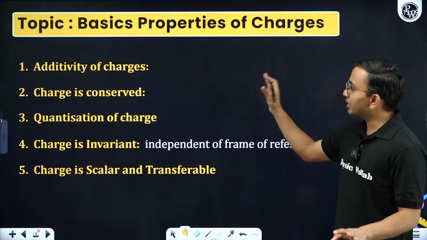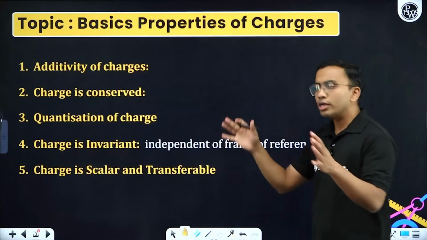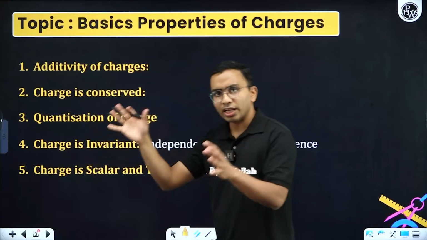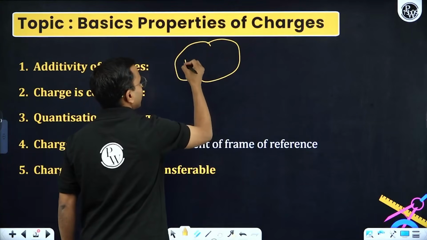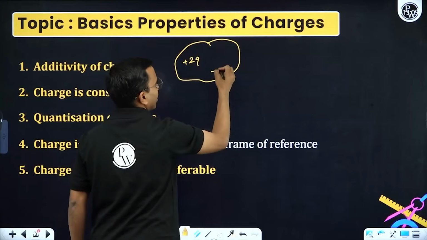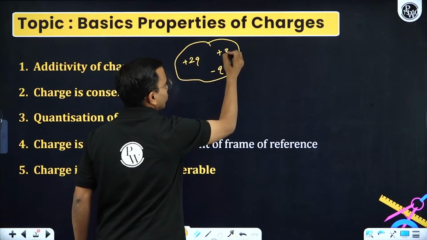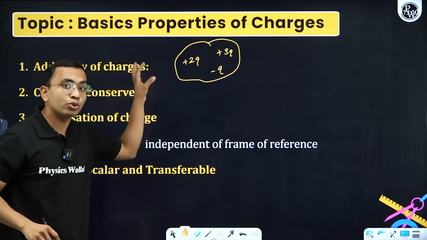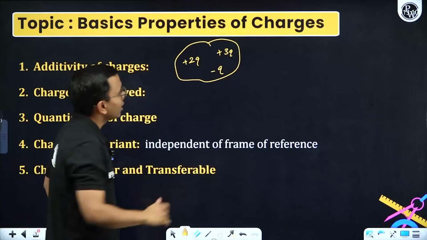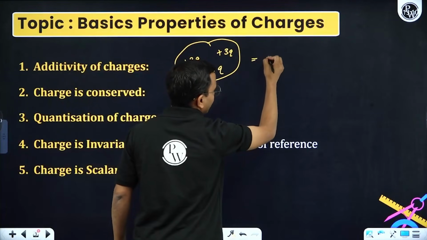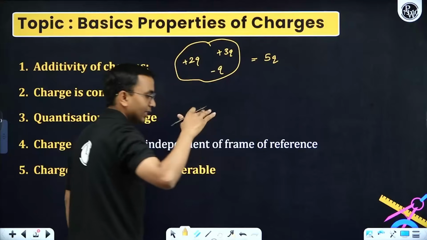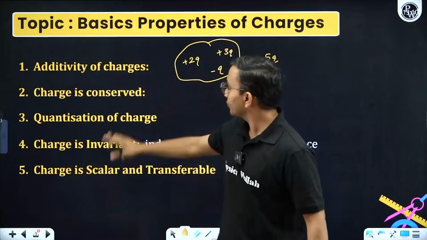First of all, the basic properties of charges. You already know additivity of charges. If a body has, let us take, plus 2q charge, minus q charge, plus 3q charge, and you need to find the total charge on the body, how much is that? 3 plus 2 minus 1. You'll say the total charge is 5q. So you just add it like a scalar.